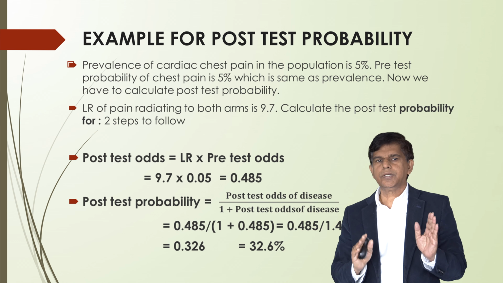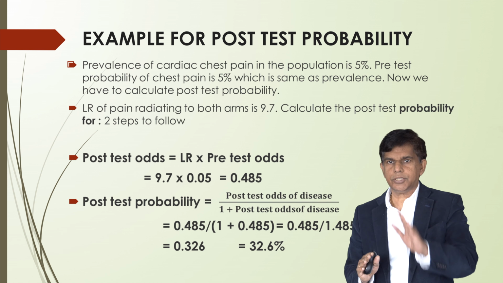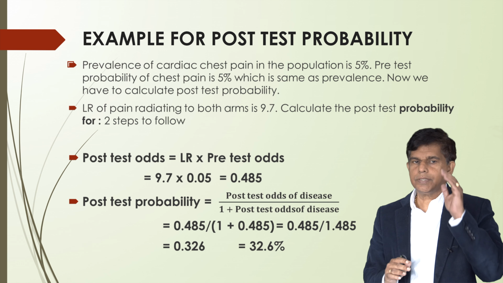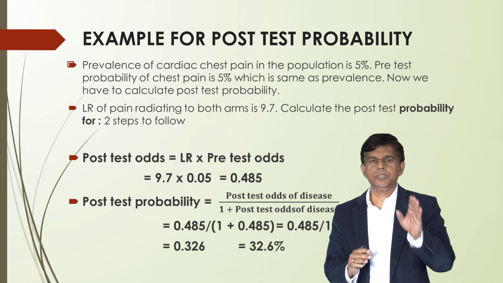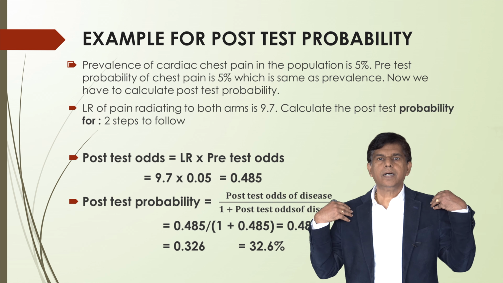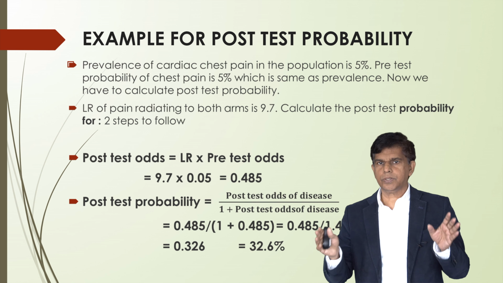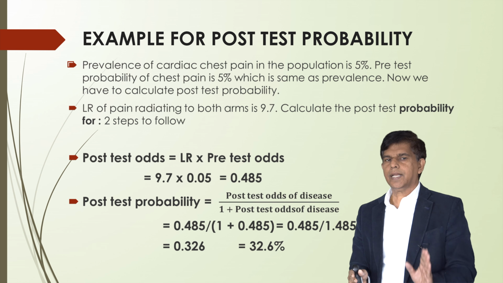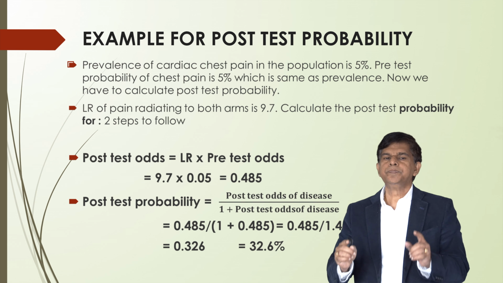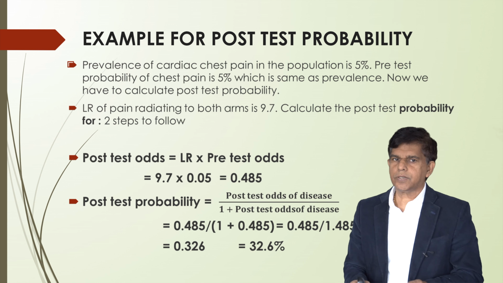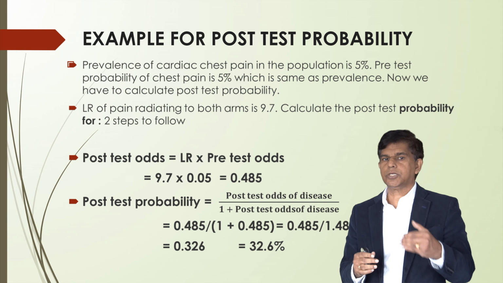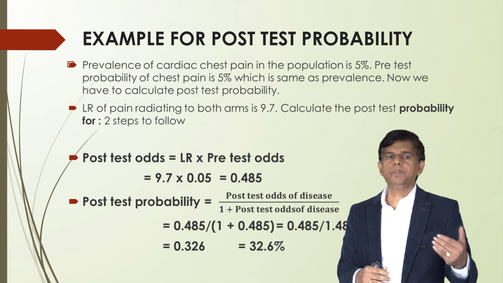So now first you have to convert that into post-test odds, and then you convert that into a post-test probability, okay? So first thing we're going to do is convert that into post-test odds. You take the likelihood ratio. We already know the likelihood ratio of pain radiating to both shoulders is a positive likelihood ratio, around 9.7. So we take the likelihood ratio and multiply by the pretest odds, which is the pretest probability. We got 9.7 times 0.05, which is equal to 0.485, okay? That's our post-test odds.